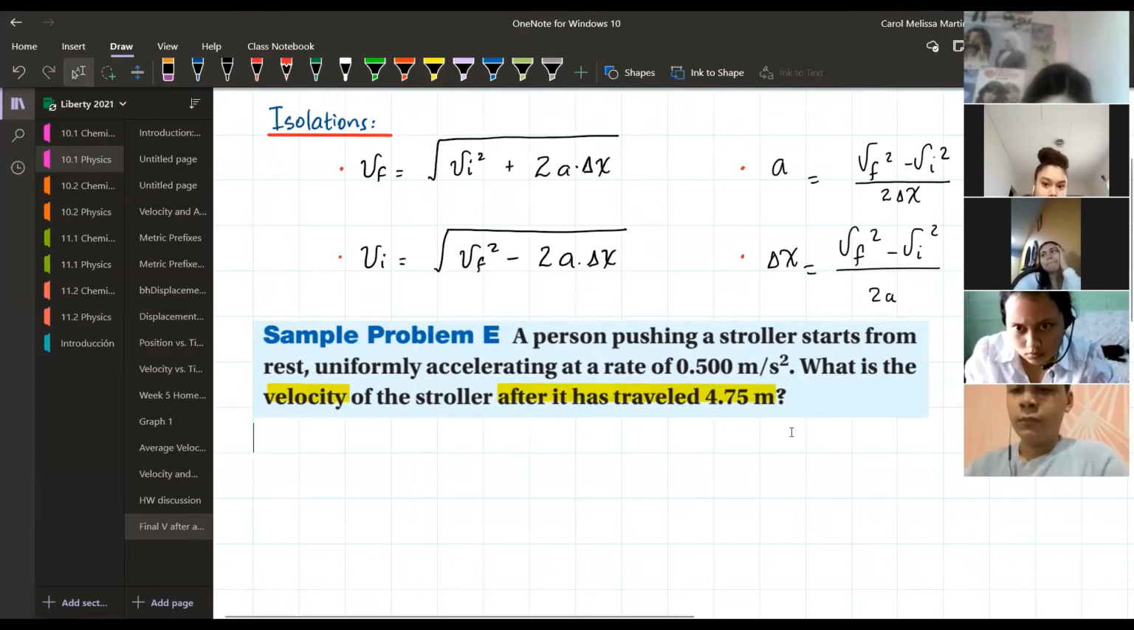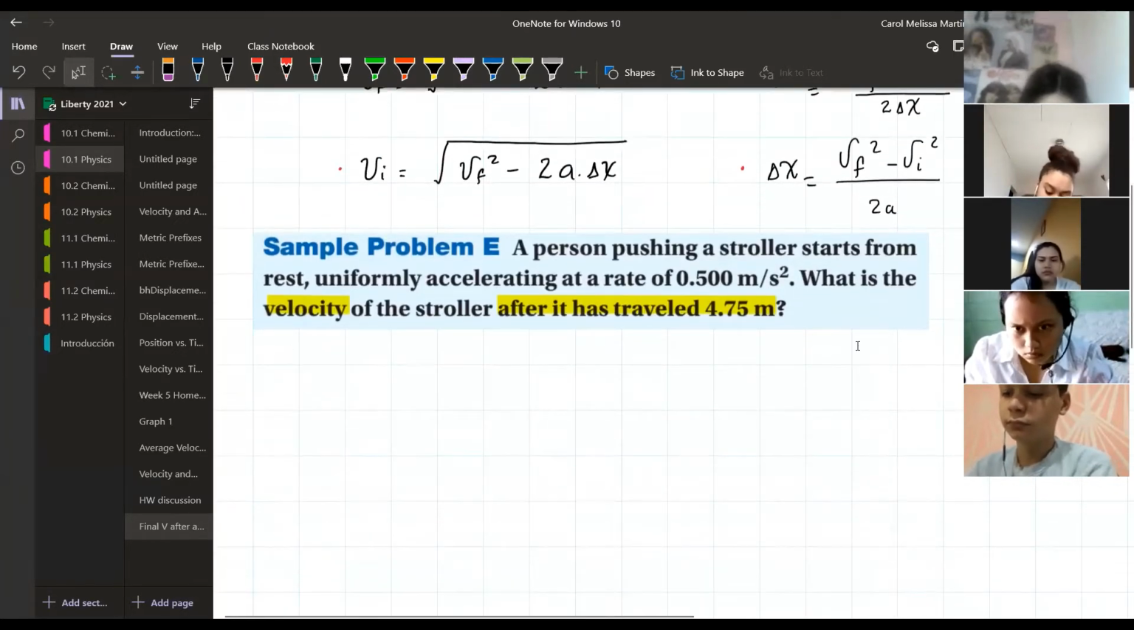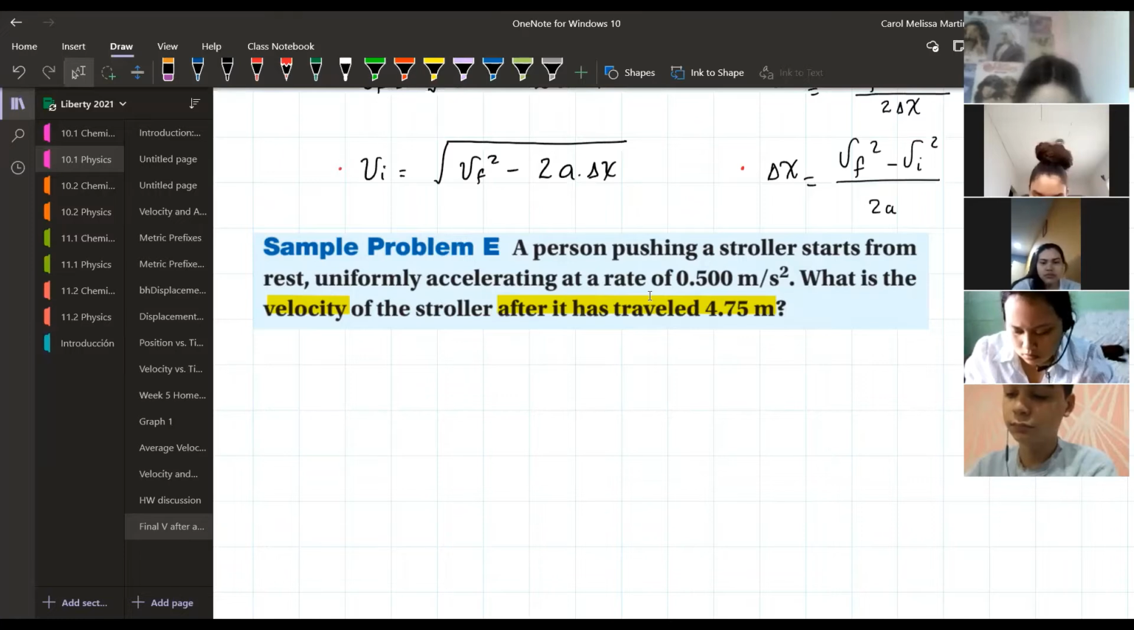So with this question, you already identify the situation. You're going to find velocity covering a distance. So remember, this formula is called final velocity after displacement, okay? So here it's like there are keywords, okay? So yes, they're asking you velocity after a distance was covered.